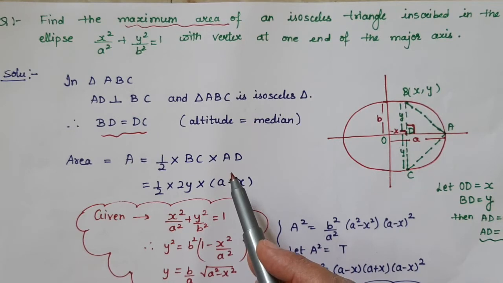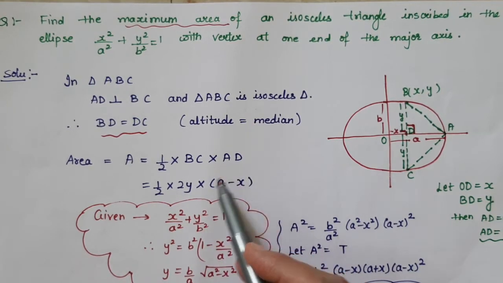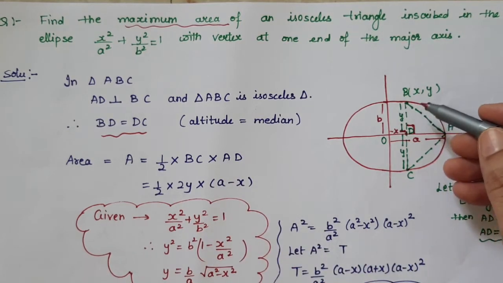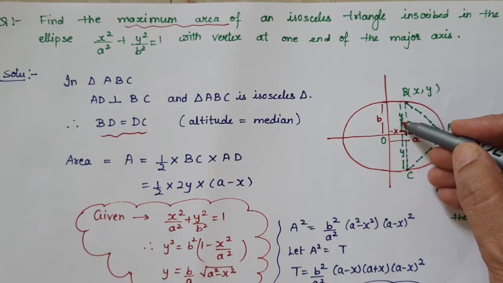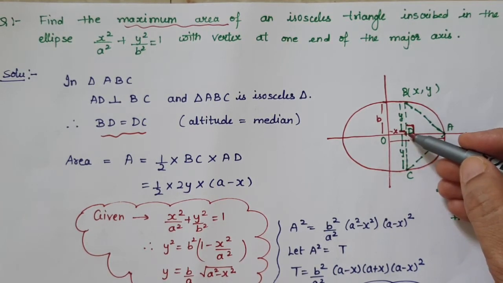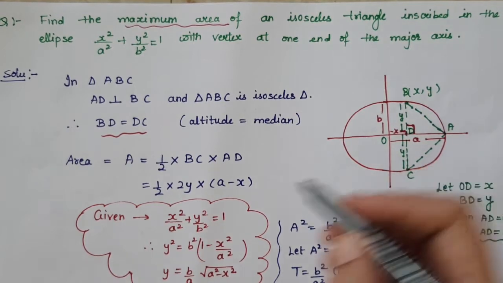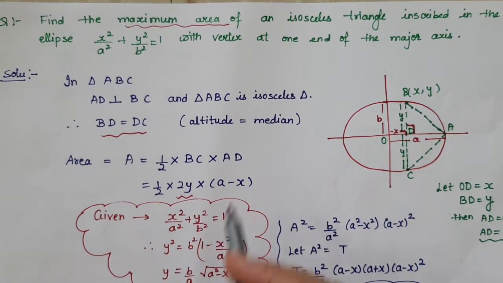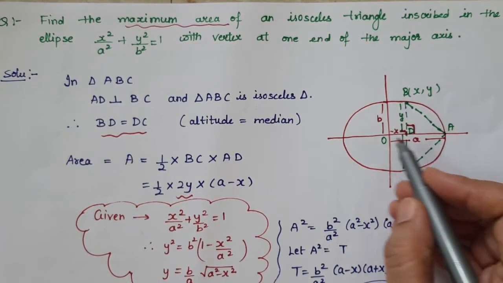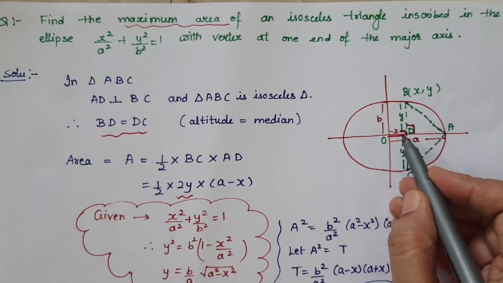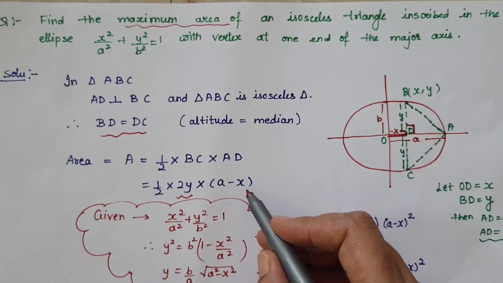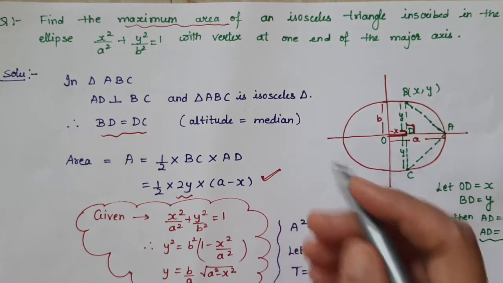So now my target is to find BC as well as AD. Let us see how we can do that. Just now we have said that BD is equal to y, right? And DC is also going to be y because D is the midpoint. So BC will be equal to 2y. What about AD? Whole OA is equal to a, and this much portion OD is equal to x. So the value of AD is going to be a minus x. So this becomes my area.